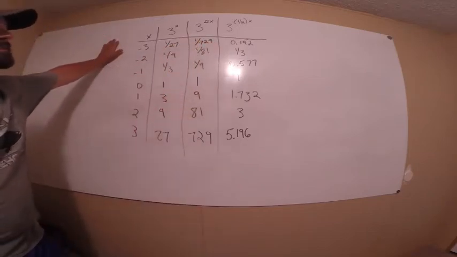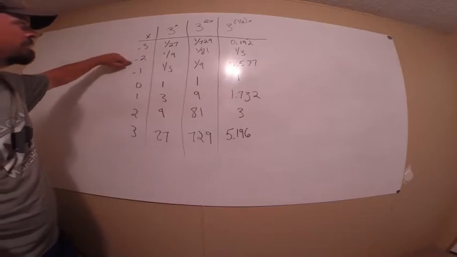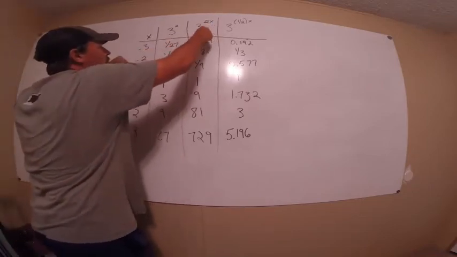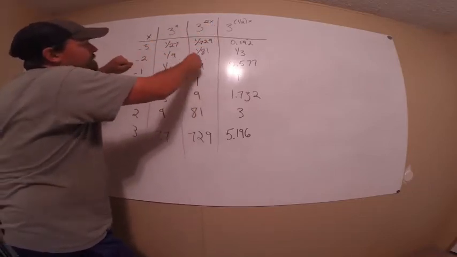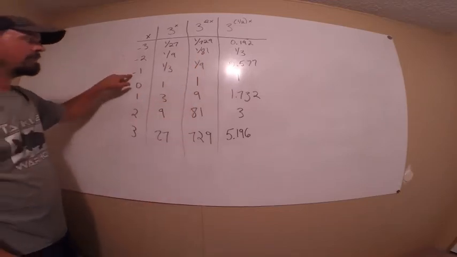It goes 1 over 729 because it's negative. Okay, same thing here. 2 times 2 is 4. 3 raised to the 4 is 81. It's on the bottom because of the negative in the exponent. Okay, and it just works its way down.